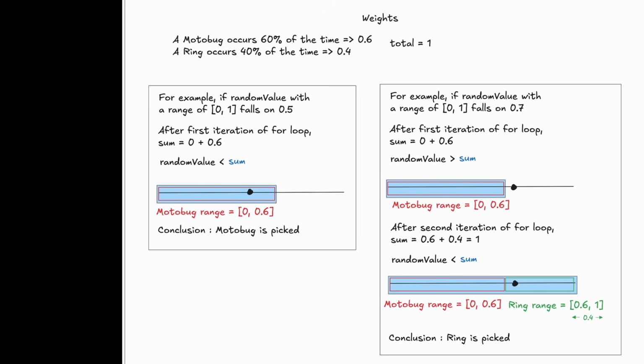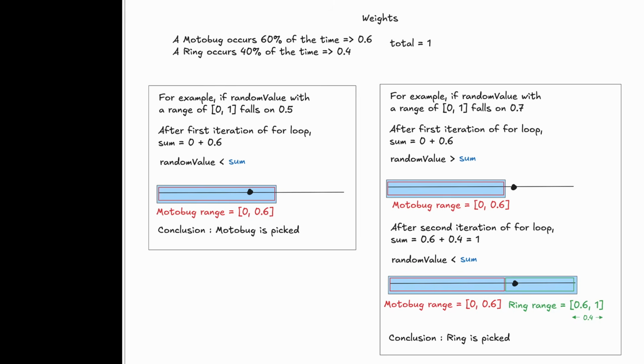That means that, you can view the sum as a range, basically. And the motobug range is from 0 to 0.6. That's why, since the random value falls under that range, the motobug spawner is going to be the one that is going to be picked. And this is how we determine that a motobug should be spawned.